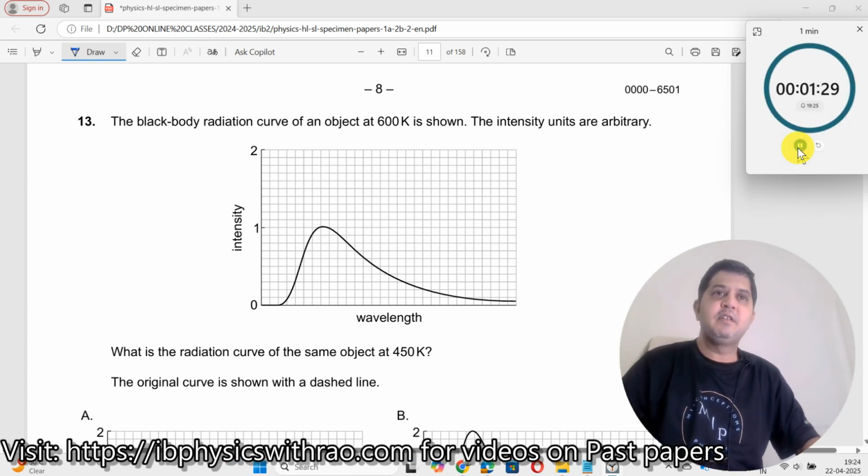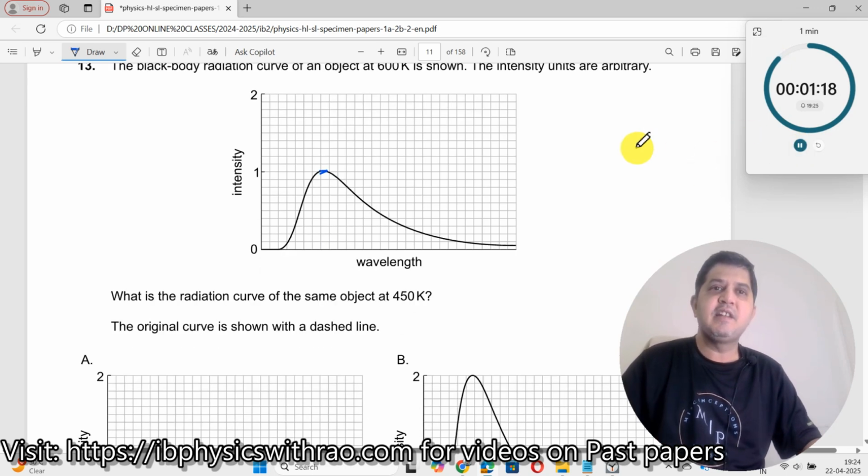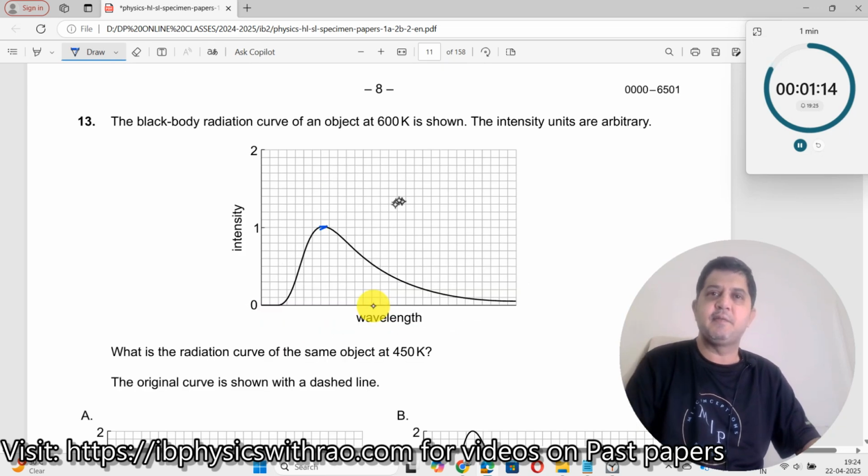Question number 13. The black body radiation curve of an object at 600 Kelvin is shown. The intensity units are arbitrary. Okay, so this is the peak, and the wavelength of it is given over here. And then what is the radiation curve of the same object at 450 Kelvin?